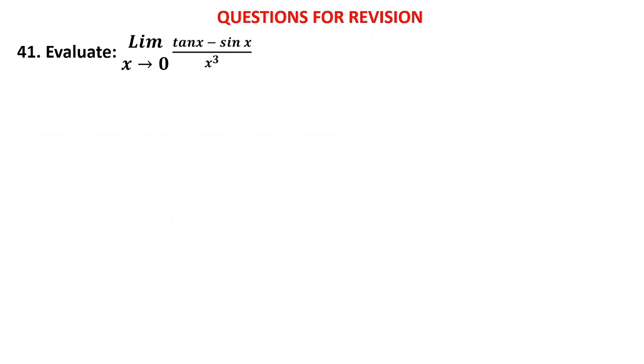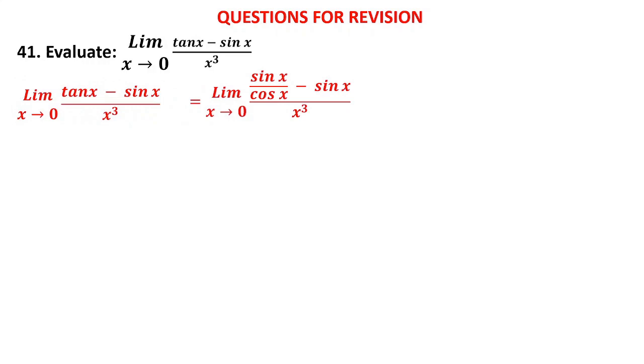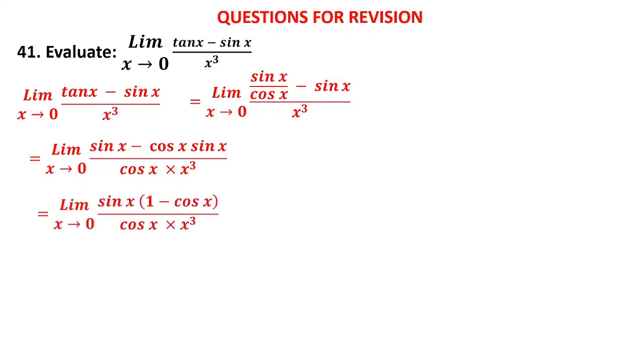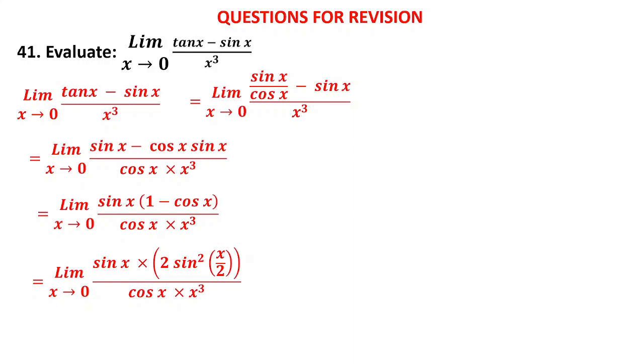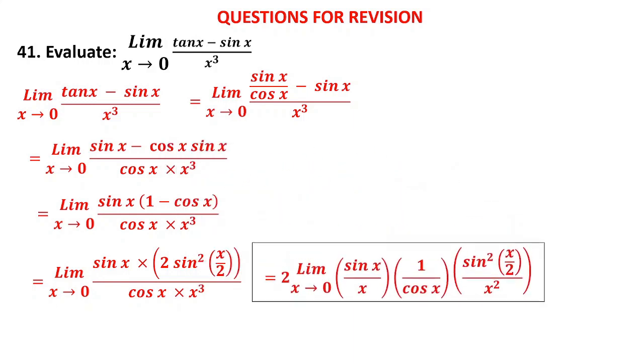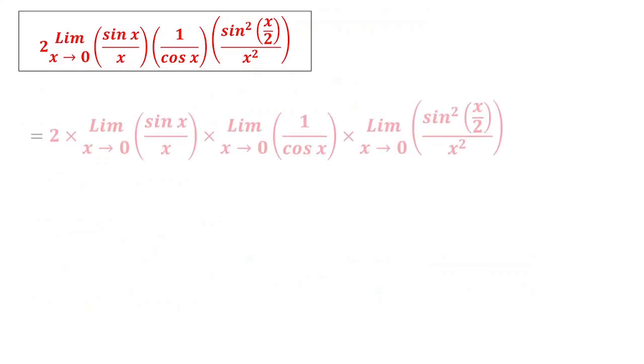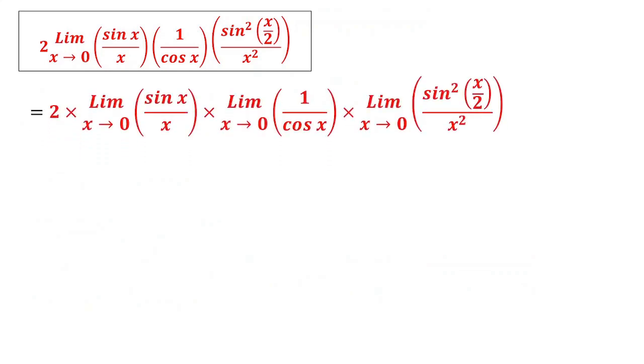Let us move on to a problem involving a trigonometric limit. Limit of (tan x minus sin x) by x cube when x goes to 0. We have to get standard limits out of it. Let us try. Replace tan by sin by cos. I am taking LCM. Numerator will become sin x into (1 minus cos x). Now I am splitting the limits by converting 1 minus cos x as 2 sin square (x by 2). Now 2 comes out. You are getting 3 limits now: limit x goes to 0 sin x by x, limit x goes to 0 1 by cos x, and limit x goes to 0 sin square (x by 2) by x square.